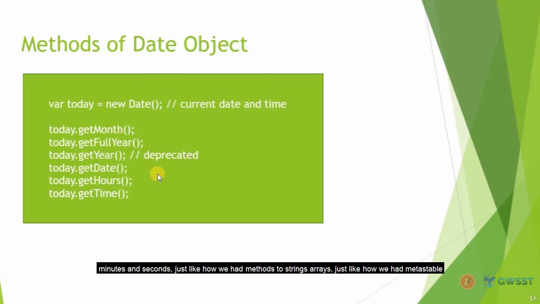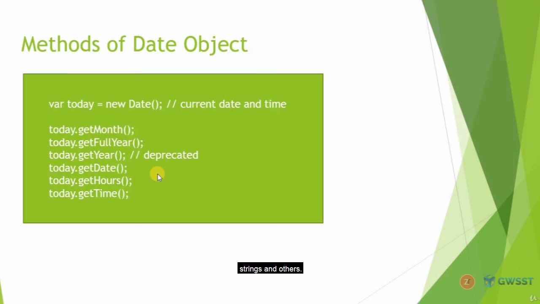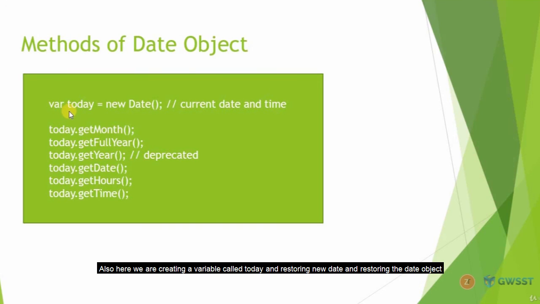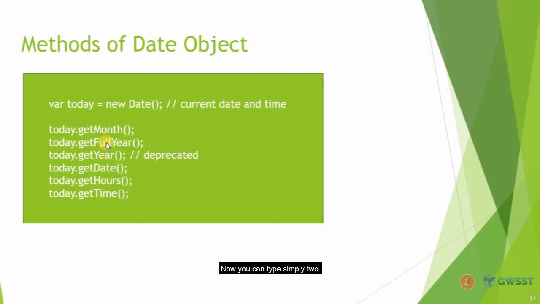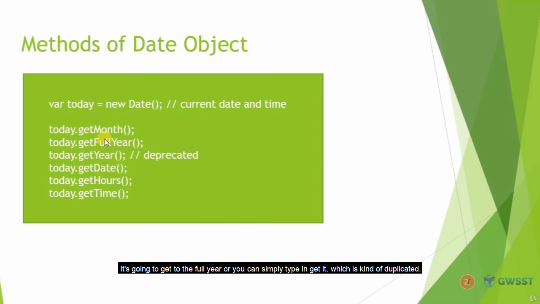Just like how we had methods for strings and arrays, we have methods for the date object also. Here we are creating a variable called today, and we are storing a new Date object inside that. In order to get the specific month, all you have to do is type getMonth. If you want the full year, type today.getFullYear. Now this will get you the complete year, like 2012, 2019, 2020.